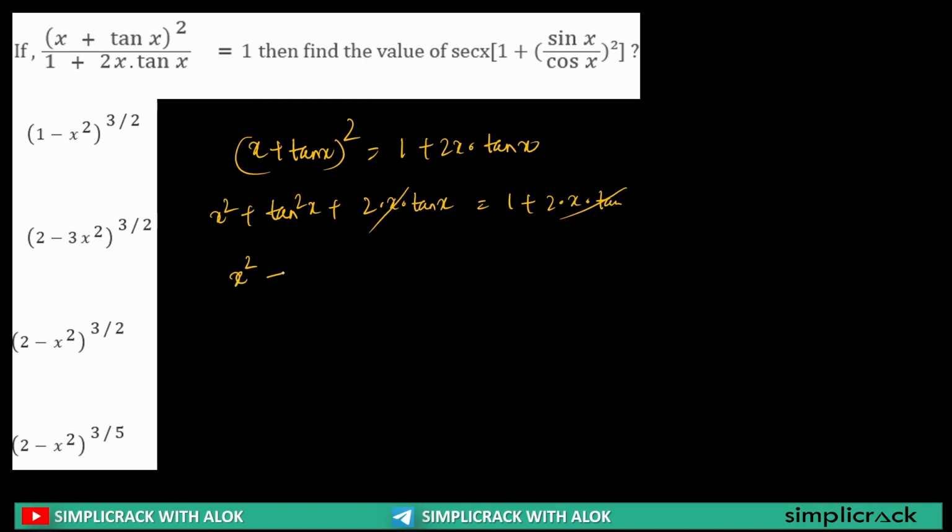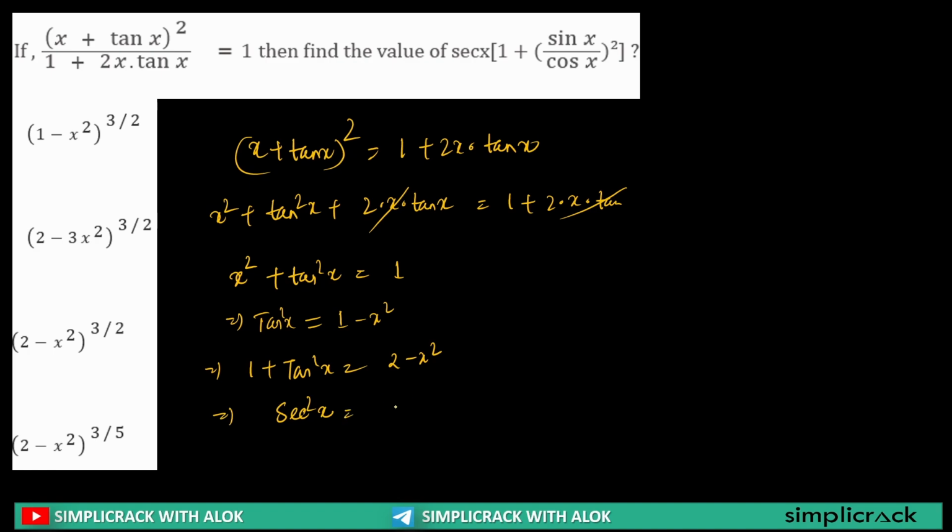Now x square plus tan square x is equal to 1, or I can write tan square x is equal to 1 minus x square. Clear? Yes sir, clear. If I add 1 both sides, 2 minus x square, 1 plus tan square x is equal to what? Sir, sec square x. 2 minus x square. Clear? Yes sir, clear. Now let's solve this.